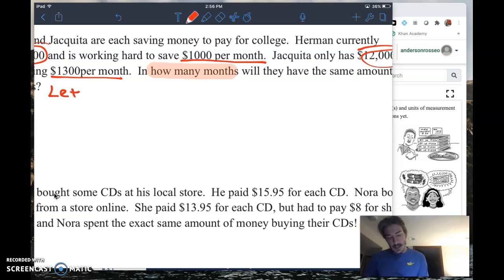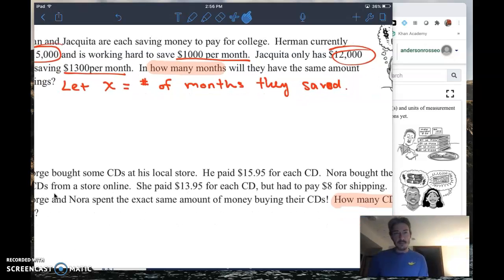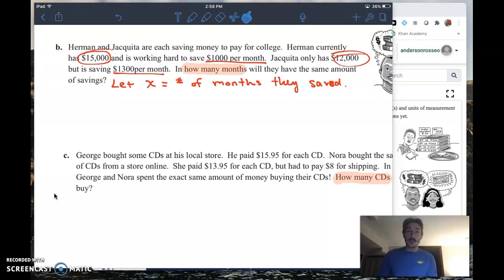I'm going to say let X equal the number of months they saved. How many months have been going on since they started saving? So that's what X is going to be. X is going to be the number of months they saved for college for.